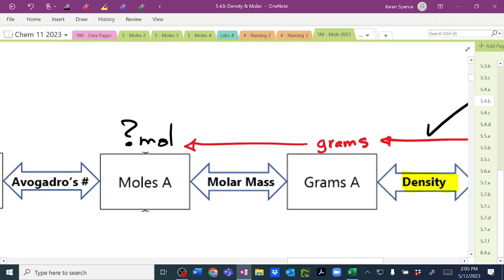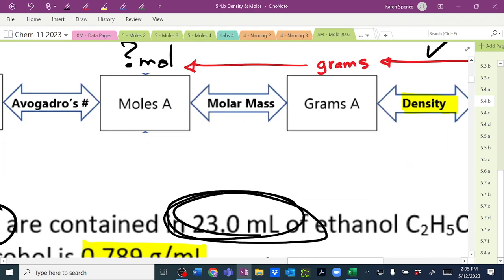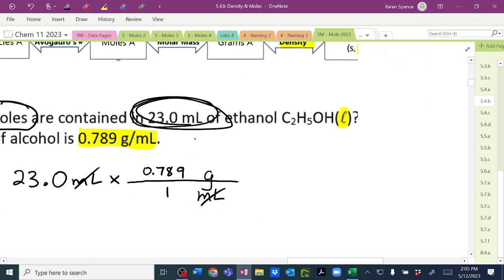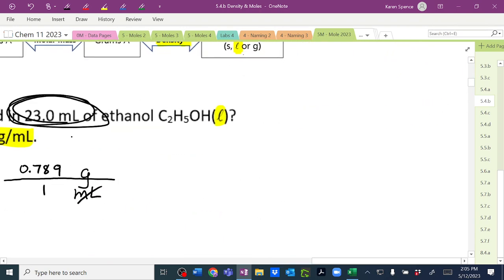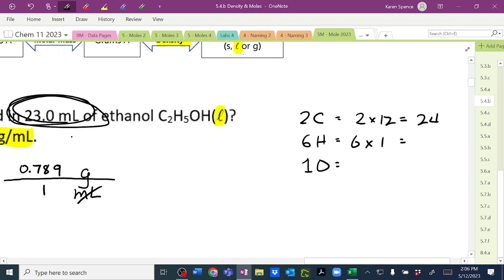What do we use to go from grams to moles? Molar mass, and where do we find that? On the periodic table. So we would need to go to the periodic table, and we have 2 carbons, 6 hydrogens, and 1 oxygen. So that's 2 times 12, that's 24, and 6 times 1 is 6, and 1 oxygen, 1 times 16 is 16, and we add that up and we get 46.